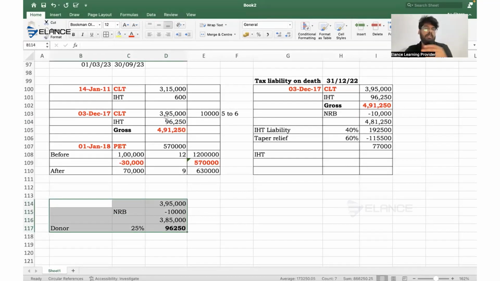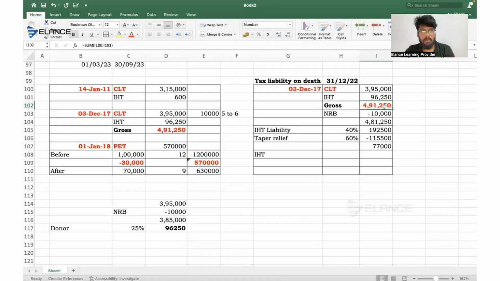In this question, we do not need to calculate that. On the death of that donor, the death happened within 7 years from the date of transfer, so we need to find the additional tax liability on death. The chargeable amount will be 491,250, and the available nil rate band is what was available at the time of transfer. The same will be available on the death also, that's why here on the death we are also using the 10,000. Is it clear now?